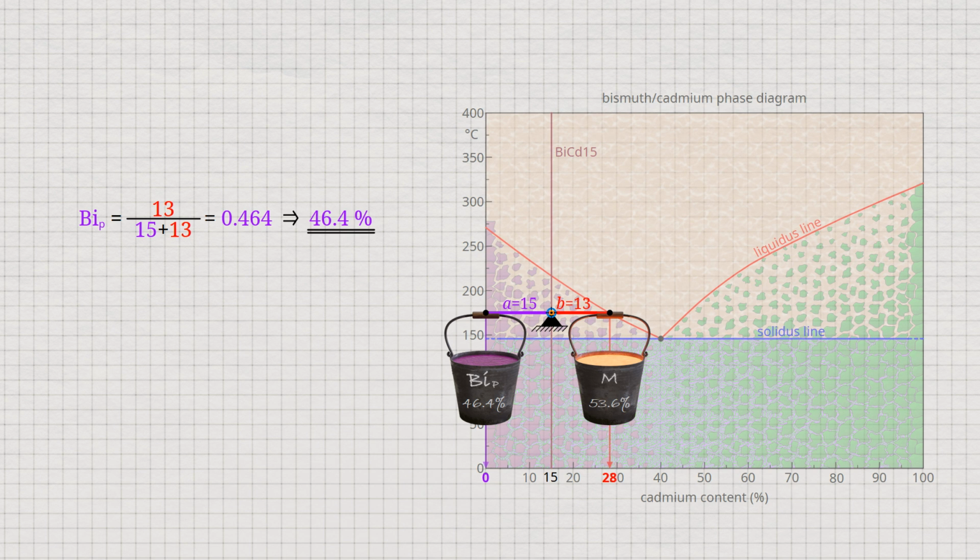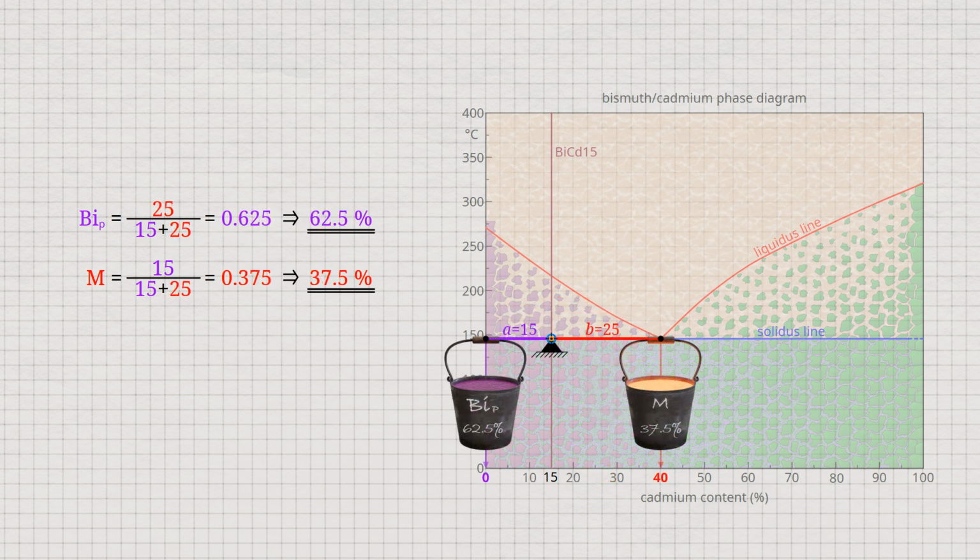This phase fraction can also be determined using the lever rule. For this purpose, the opposite lever arm A is divided by the total lever arm A plus B. In this way, the aforementioned 53.6% phase fraction is obtained. Let us now consider the state immediately upon reaching the solidus line. In this state, the melt has just reached the eutectic composition. The mass fractions of the melt and the primary crystals can be determined using the lever rule as shown. So just before the eutectic is formed, the melt accounts for 37.5% and the primary crystals for 62.5%.